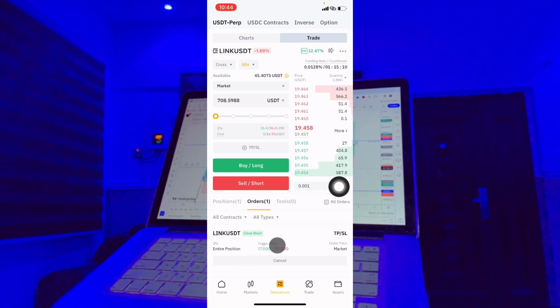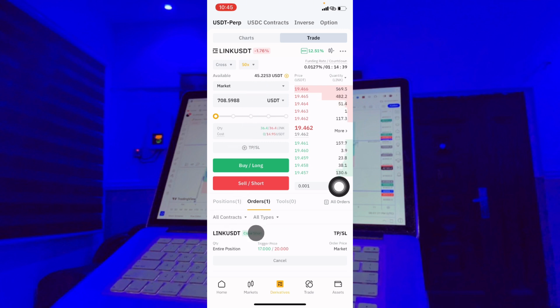So you can see trigger price 17 USDT. So 17 USDT is my take profit. So if LINK drops down to 17 USDT, I'm going to make a profit of $91. If LINK goes up to $20, I'm going to lose $18.2 from my account. That's the $60, now $45 because of the margin.